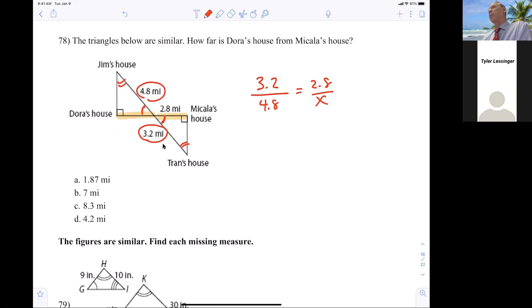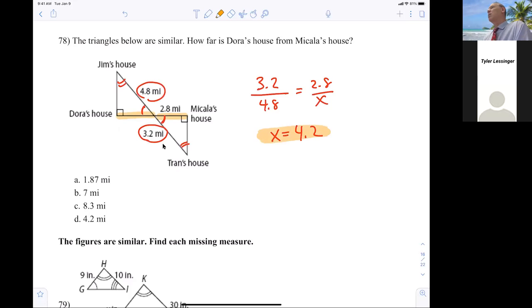Cross multiply, divide for me, please. I need help. X equals what? How much? 7. Now, I don't think it's 7. How much? Yeah, it's 4.2, guys. Come on, I'm telling you to do the work. I don't want the answer. You have to cross multiply. Everybody take the calculator and do 2.8 times 4.8 divided by 3.2. And that answer is 4.2.